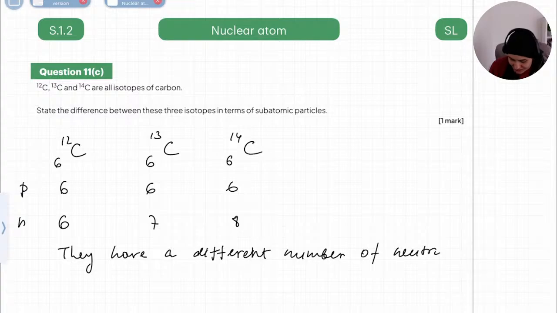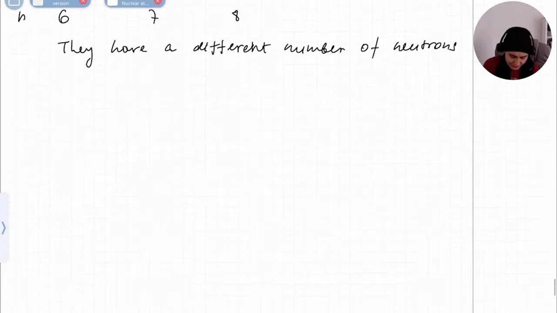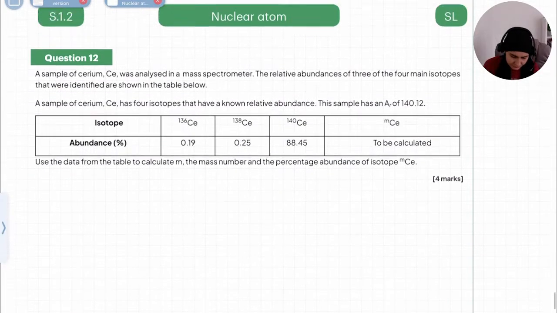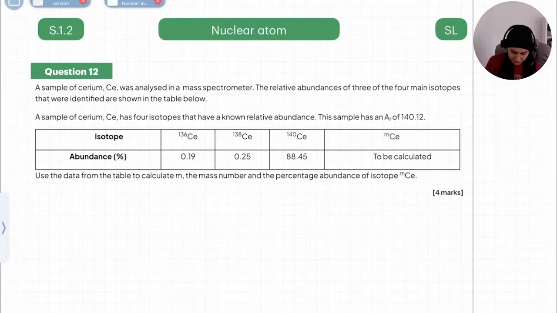Number of neutrons, and we say how much? Yes, so 6 for carbon 12, 7 for carbon 13, 8 for carbon 14. Next question. And I think that's the last one.